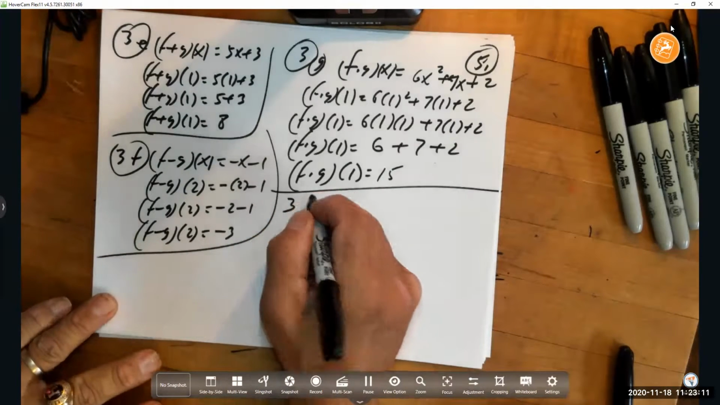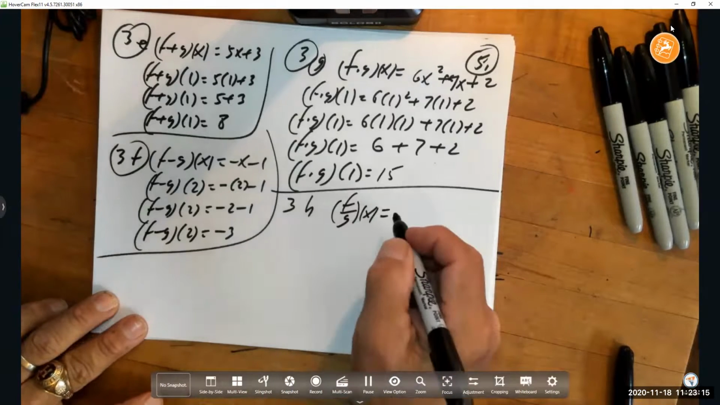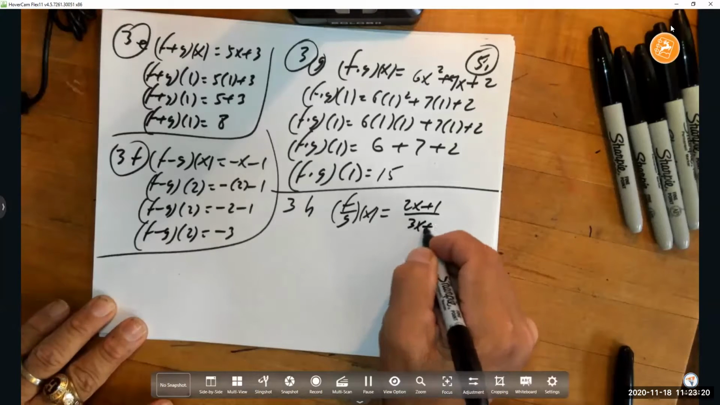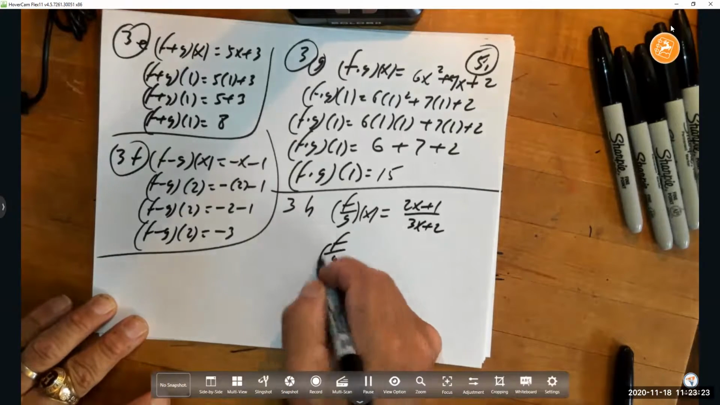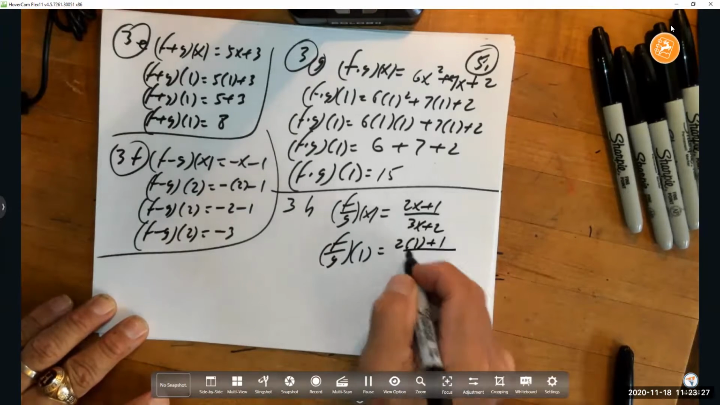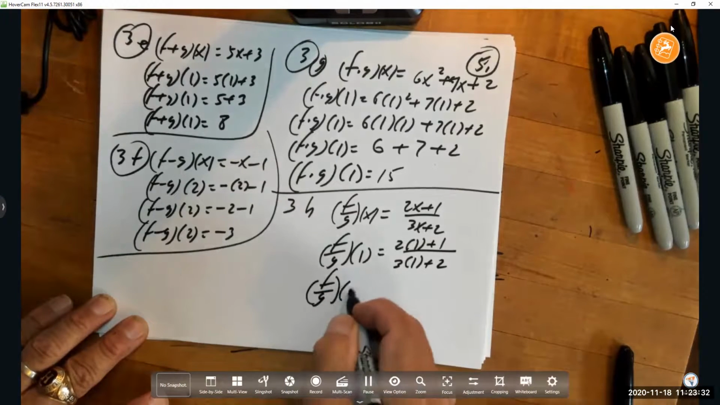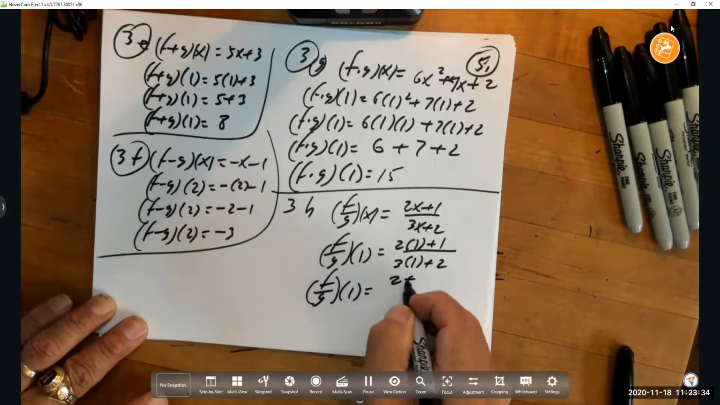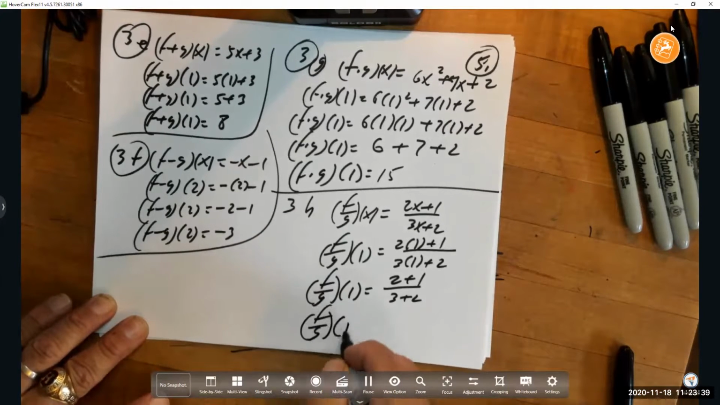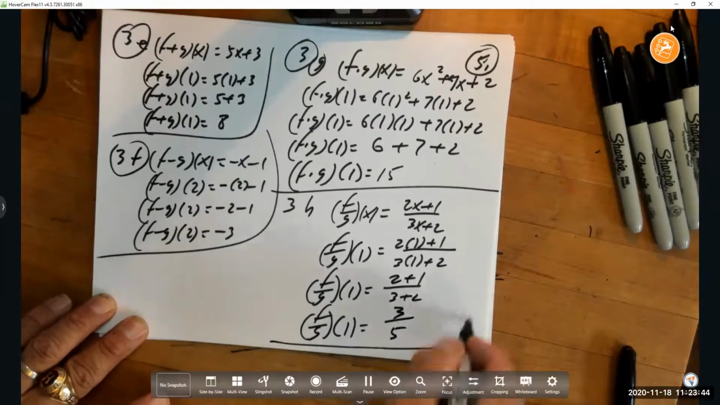Last one, H. It says f over g of x was, what do we get? 2x plus 1 over 3x plus 2. So f over g of 1 is going to be 2 times 1 plus 1 over 3 times 1 plus 2. So f over g of 1 is going to be 2 plus 1 over 3 plus 2, which is 3 over 5. That's it. Okay.